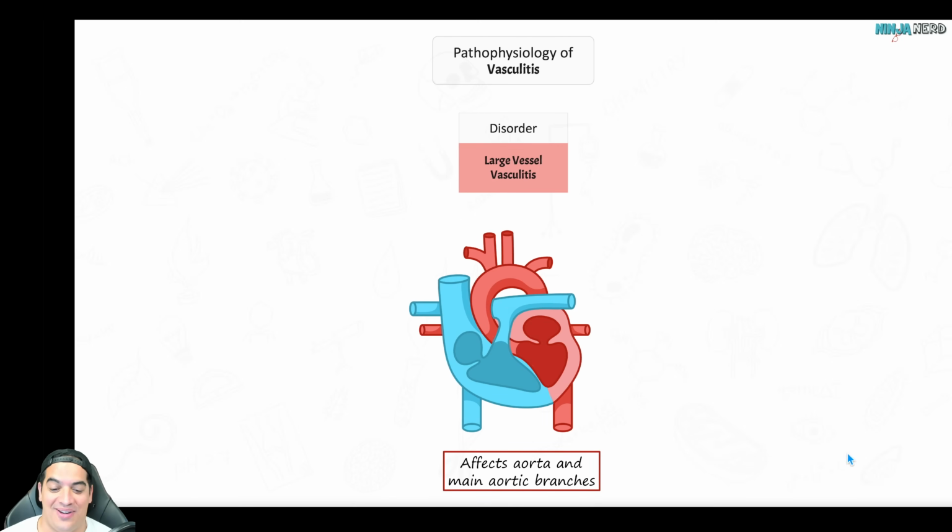It's actually not too hard to understand. It's primarily going to affect the aorta and the main aortic branches. So if you look here, we'll see that they're going to have inflammation of the aorta, inflammation of the branches such as the subclavian, and even the carotids. Now, this inflammation is going to narrow the blood vessels, increase the risk of thrombosis, and sometimes the inflammation can even cause aneurysms to form, and we'll talk about that.